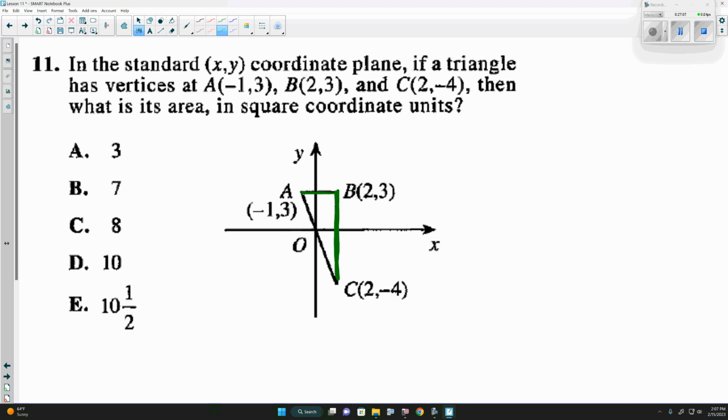Here, 3 to 3. So we need to find this distance and this one here. What is the distance from -1 to 0? What's the distance from 0 to 2? So what is this distance?